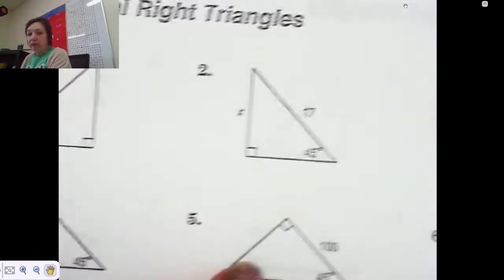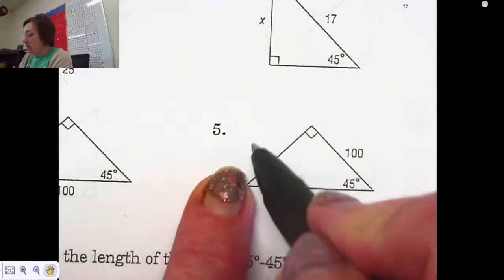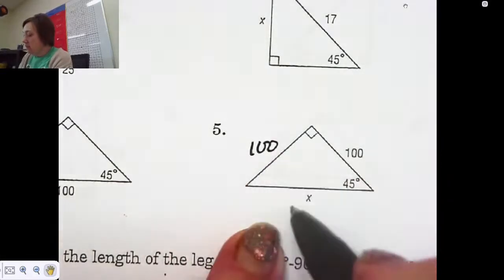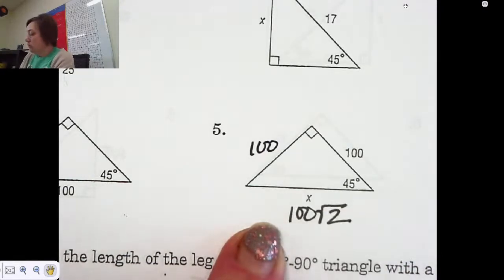Look at 5. If this side is 100, what's this side? And this side is 100 square roots of 2. So then you do that math.